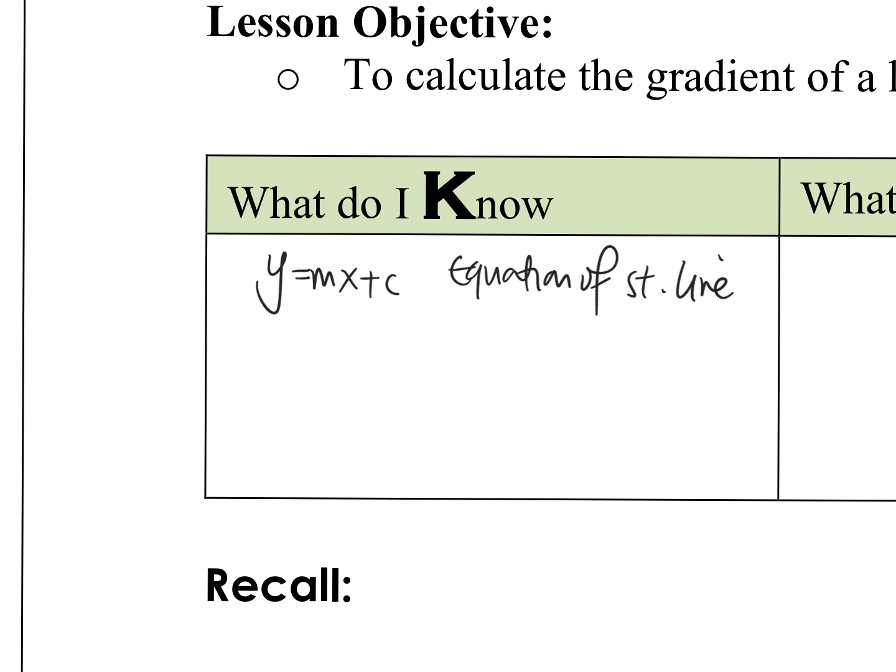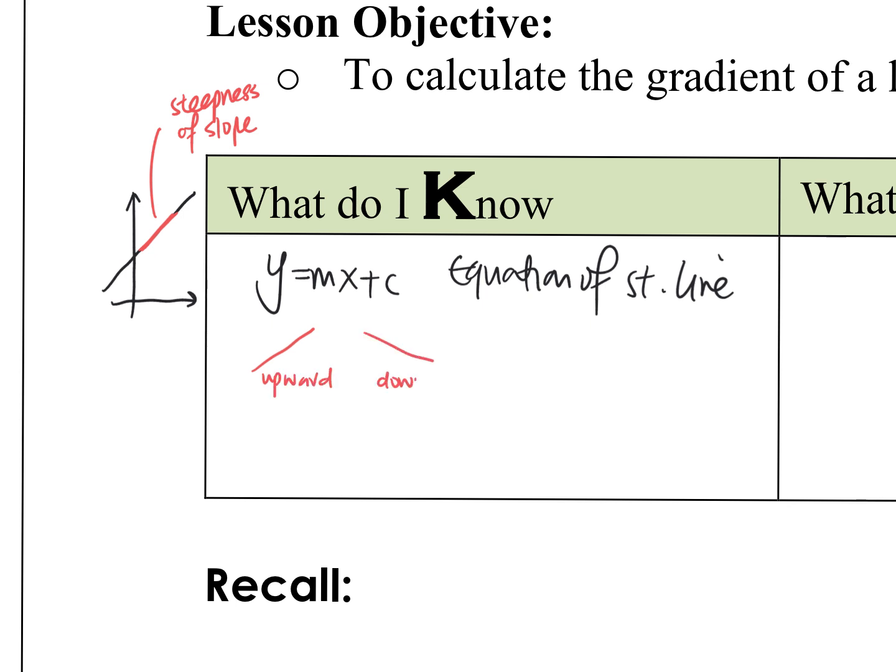For a straight line, it will always have a slope. So the steepness of the slope will tell you the gradient, how steep it is. So the slope can be going upward. Oh yeah, we did learn this for physics. The slope can be going downward. The slope can be flat, means no slope, or it can be undefined.